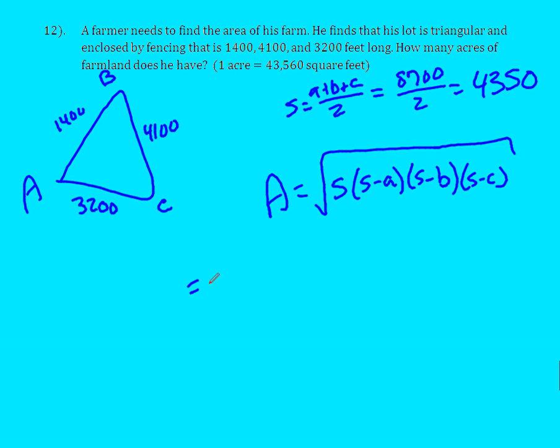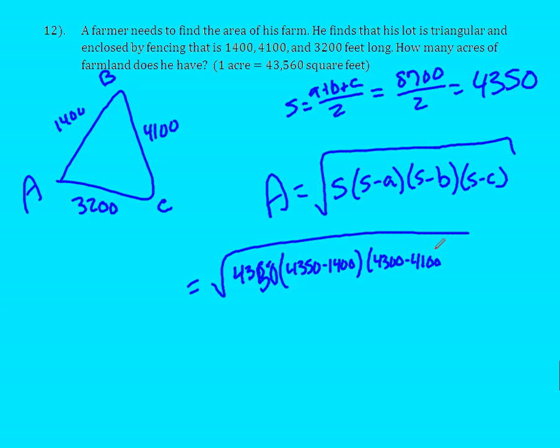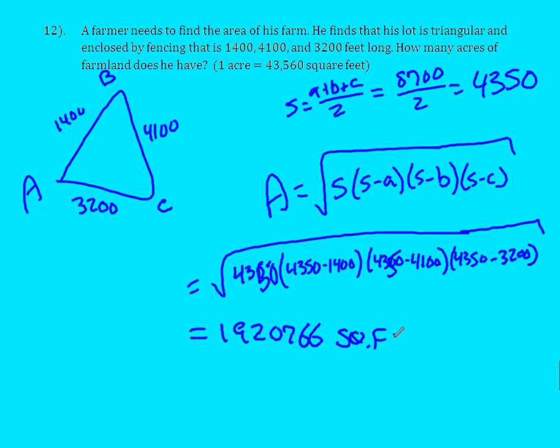Okay, so now I'm just going to plug in what I know. So S is 4300, or 4350 I'm sorry. Then I need to do 4350 minus each one of them. So minus the 1400, 4350 minus the 4100, and then 4350 minus 3200. When I do all that, I should end up getting, when I plug all that in, 1920766, that's in square feet.